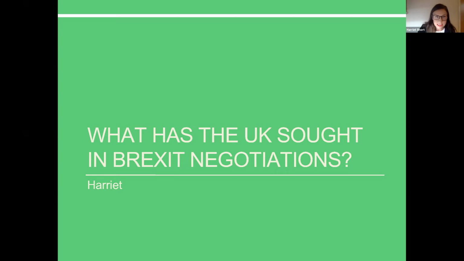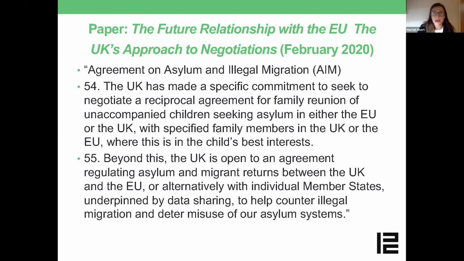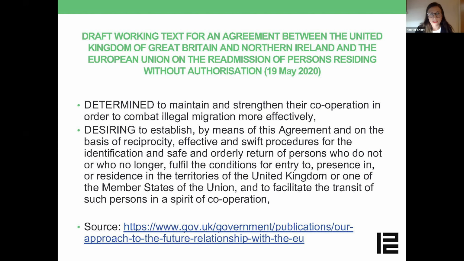Well, in its February 2020 paper on the future relationship, the UK expressed its intention to seek an agreement to continue to be able to transfer asylum seekers. Then, in May 2020, the UK proposed a UK-EU readmissions agreement. This sought obligations on either side to accept the return of citizens and certain categories of non-nationals irregularly residing in each other's territory. This agreement had a broader scope and a different purpose to the Dublin regulation.